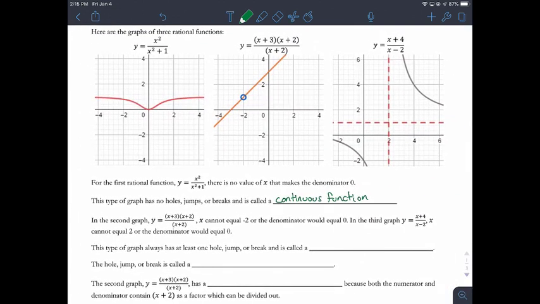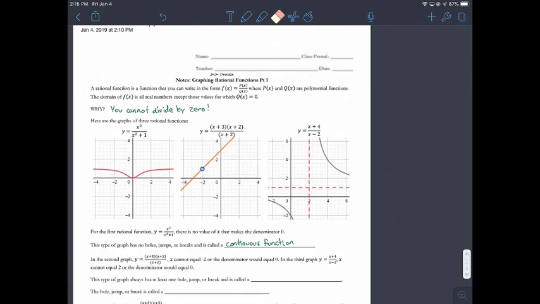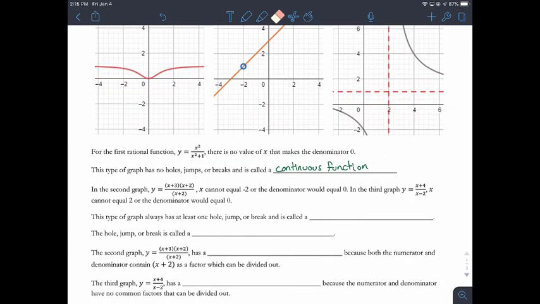In the third graph, y equals x plus 4 over x minus 2, x cannot equal positive 2, or the denominator would equal 0, for the same reason. Because if we plugged in 2, we'd end up with y is equal to 2 plus 4 over 2 minus 2. And again, 2 minus 2 equals 0. We cannot divide by 0, so therefore we cannot have a value of 2 in for x. This type of graph always has at least one hole, jump, or break, and is called a discontinuous function.